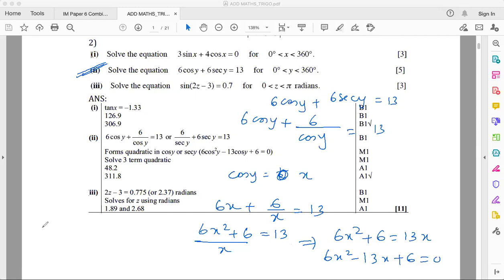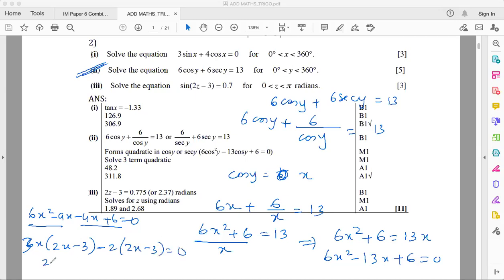If I factor this out, the product of the two numbers is 36 and the sum is negative 13, which is 9 and 4. So 6x squared minus 9x minus 4x plus 6 is 0. So you factor it out: 3x here, 2x minus 3, minus 2 if I take here 2x minus 3, is 0. So we get 2x minus 3 and 3x minus 2. So this gives us x is either 3 over 2 or x is 2 over 3.